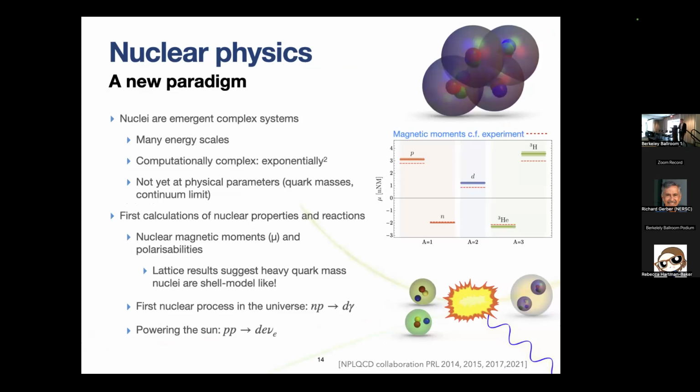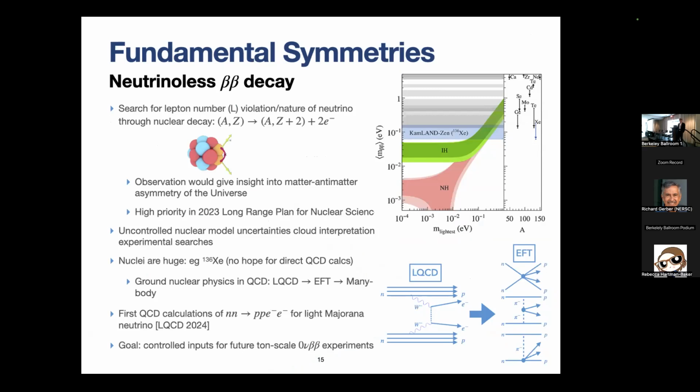But first calculations have come out here for things like the magnetic moments of nuclei, and for nuclear processes such as the first nuclear reaction that went on in the universe, where a proton and neutron come together and form a deuteron and radiate a photon. And other processes such as the pp fusion process that powers the sun. So nuclei give us a laboratory for looking at important questions about the standard model, such as the symmetries that it obeys.